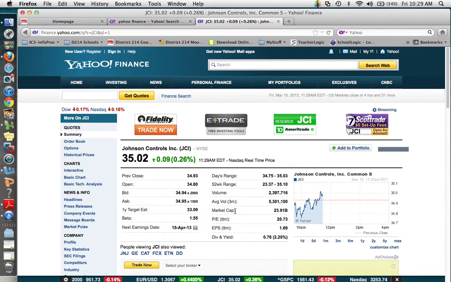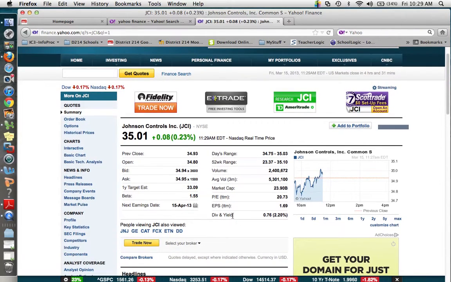The PE ratio is often used to give an indication whether the price of the stock is overpaid or underpaid. So the lower the PE ratio, the better. And you want to know if the PE ratio is high or low in comparison to other companies that are selling in the same industry. We'll look at that more in a moment.